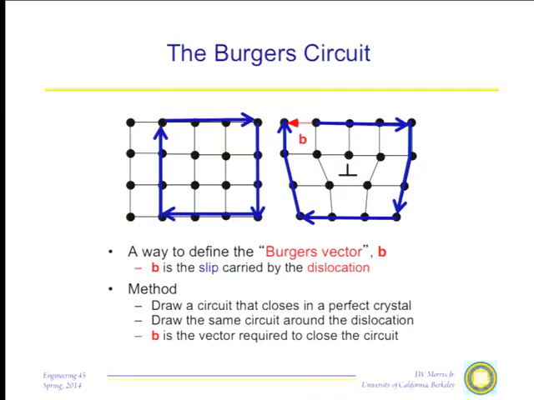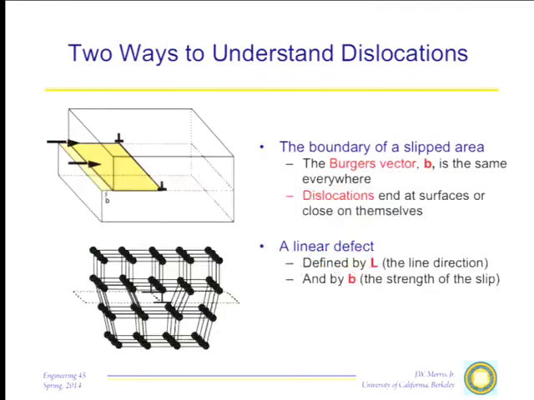Even if I can't see the dislocation, I can find its Burgers vector by making the same circuit. 1, 2, 3, 1, 2, 3, 1, 2. Now it doesn't close. And the Burgers vector, or the amount of slip that dislocation causes, is the vector that is required to close that circuit. By convention, I can put the arrow in either direction, but that's what's called the Burgers vector, and it defines the amount of slip that dislocation will carry.